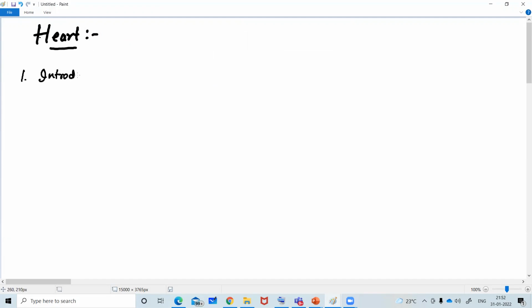Introduction on heart. What is the heart? What is it made up of? What are the muscles involved in it? What is myogenic? What is neurogenic? What is double circulation? What is single circulation? All these things will come under the introductory part of the heart.